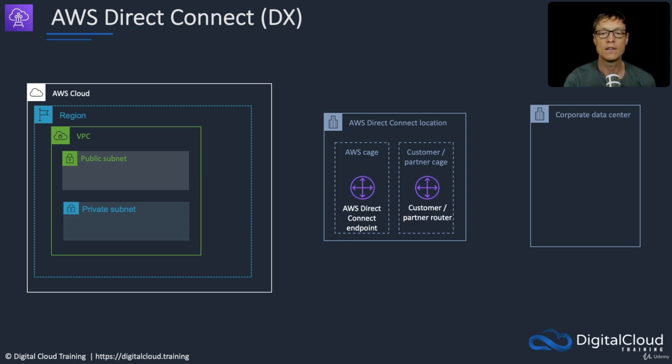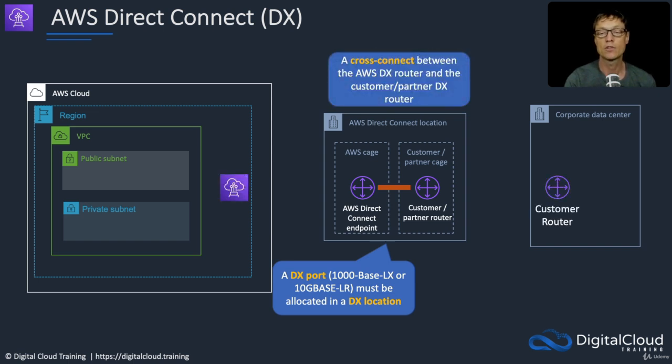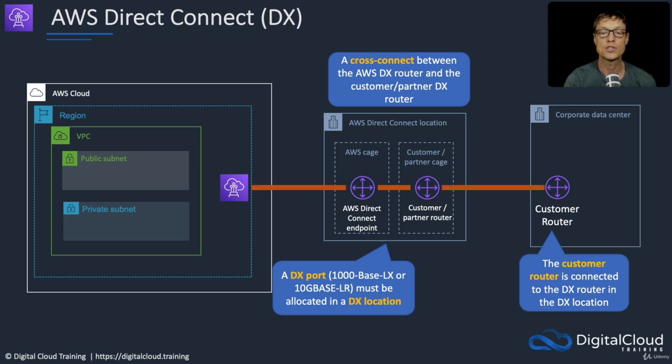So the way it works is there are routers in each of these cages in the Direct Connect location, and a DX port must be allocated in the DX location. So this is a port into which you are then going to plug a cross connect. The cross connect is a cable that goes between the customer or partner cage into the DX port that's been allocated in the AWS cage. We then have the customer router in the corporate data center, and we need to connect that to the DX router in the DX location. So that's when we form the end-to-end connection.